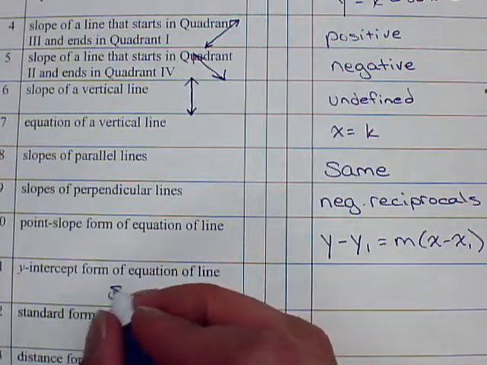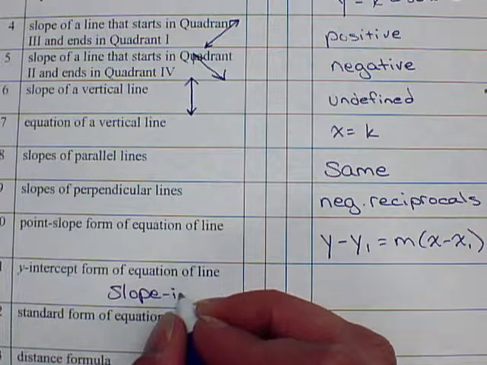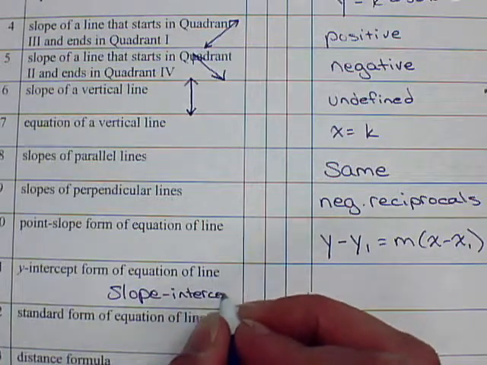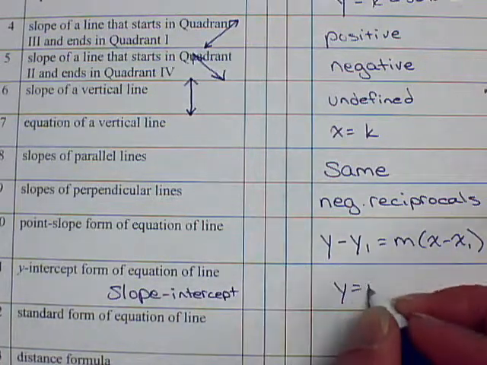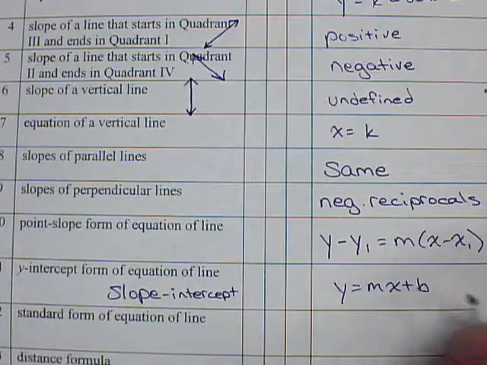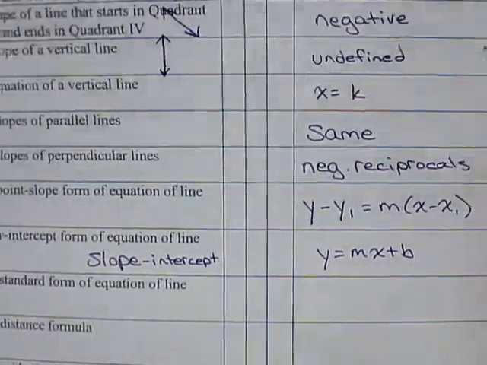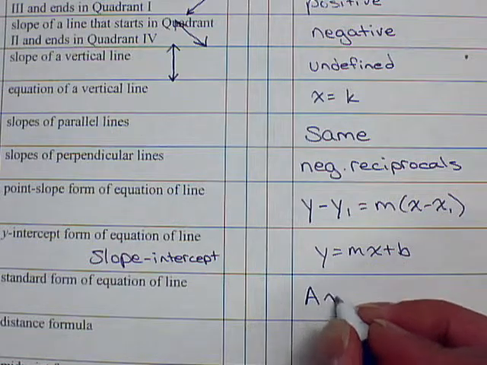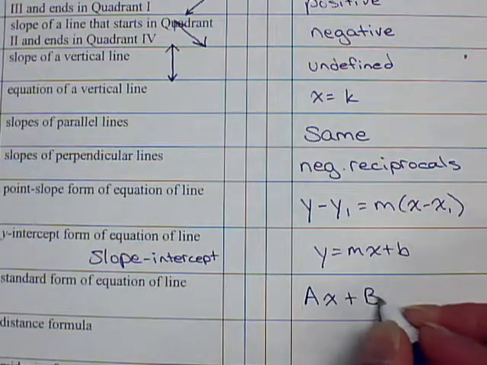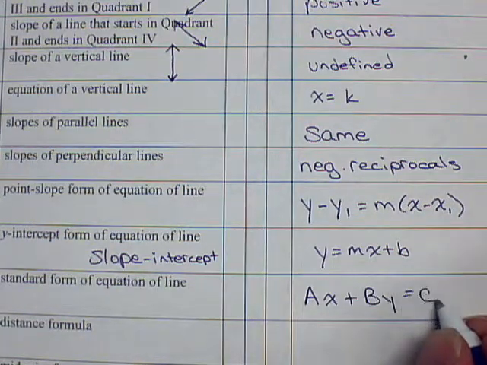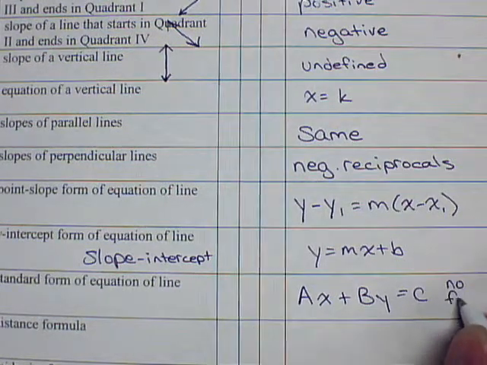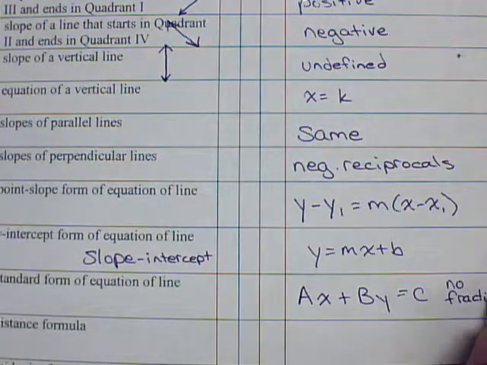Y-intercept form, that's another name. A lot of times we call that slope-intercept. y equals mx plus b. Everybody knows that one. Standard form. Standard form is when you have your x's and your y's on the same side and you have no fractions.